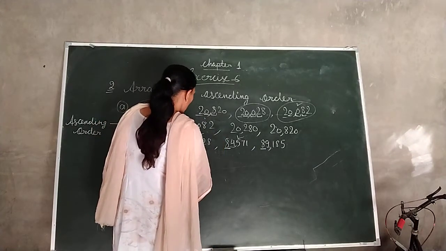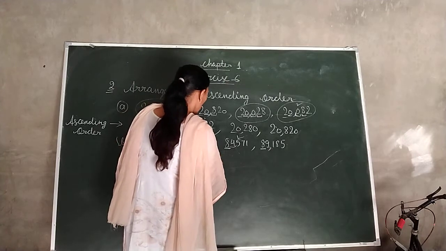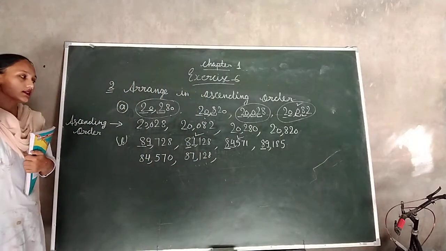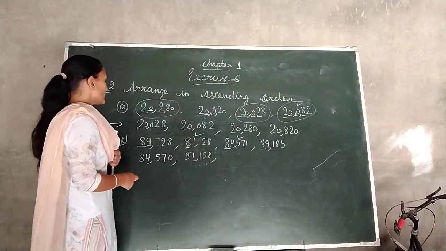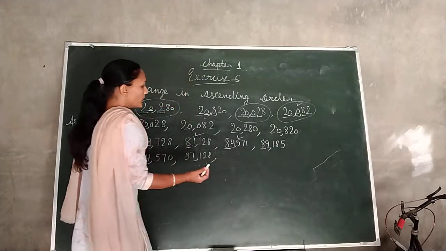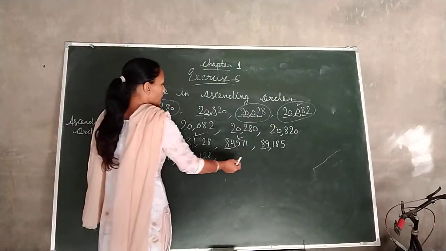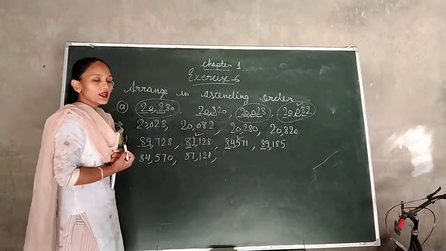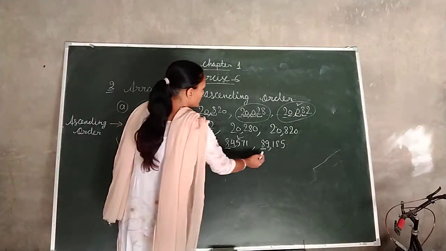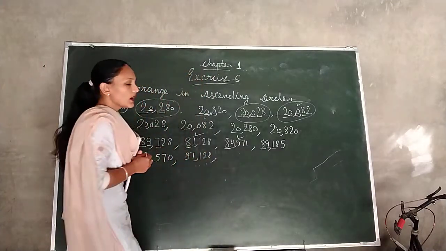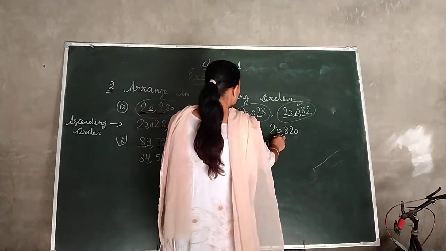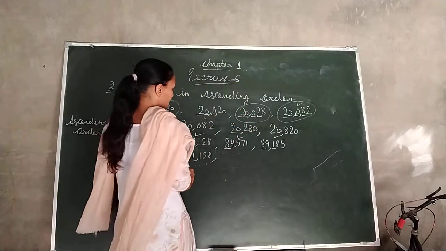So 87,128. Next we have two numbers and we have to find the smallest among these two numbers. So first of all we will compare the digits in 10,000 place, both are same. Then we will compare the digits in 1000 place, both are same. Next we will compare the digit in 100 place. Here we have 7 and here we have 1. 1 is less than 7. So it means this number is smallest.